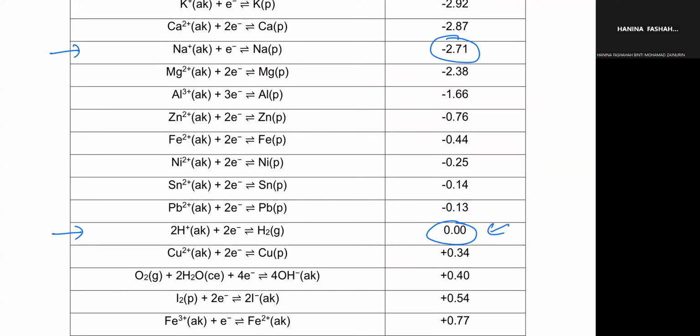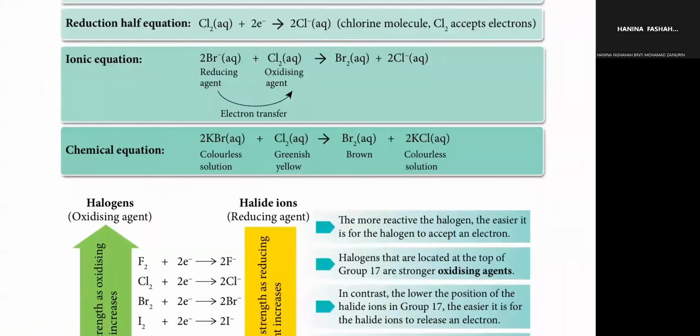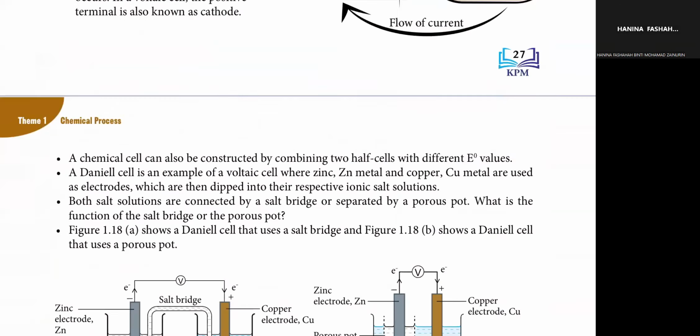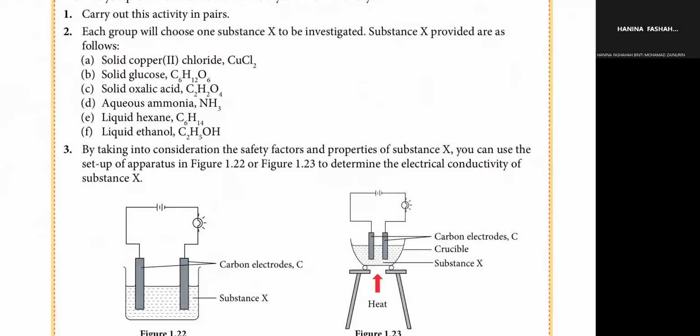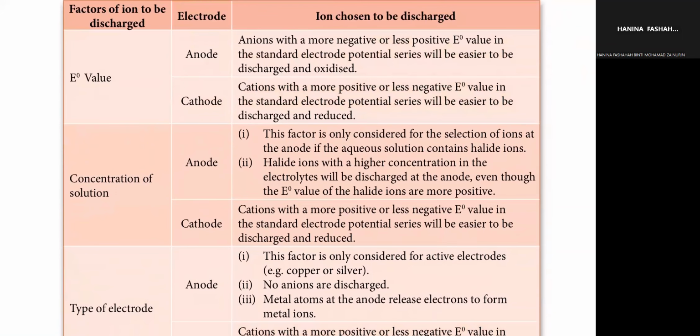Now, the anode. For the anode in an electrolytic cell, there are three factors to choose from. For the cathode, only the E naught value matters: you choose the more positive or less negative one, it doesn't matter which, always just by E naught value.